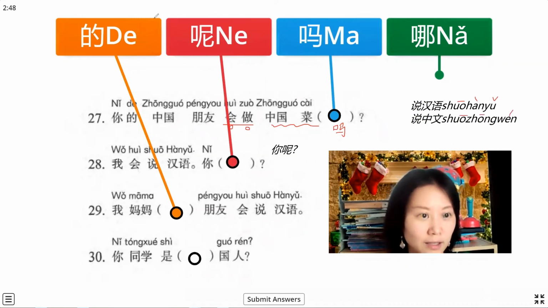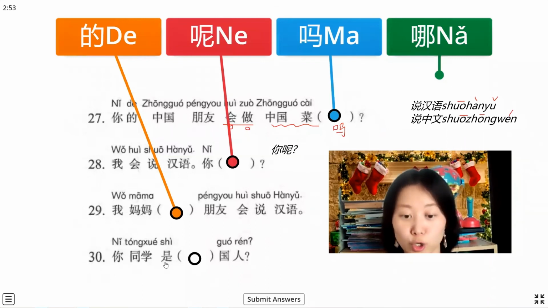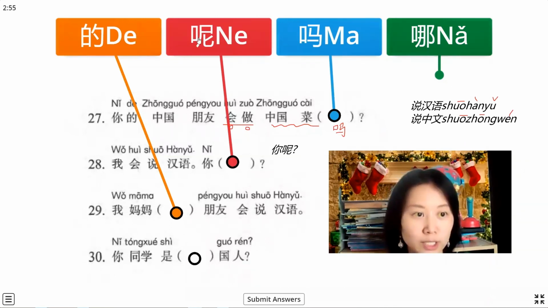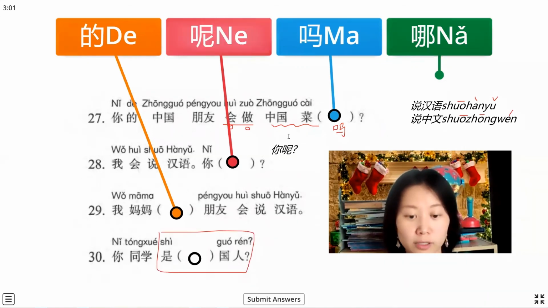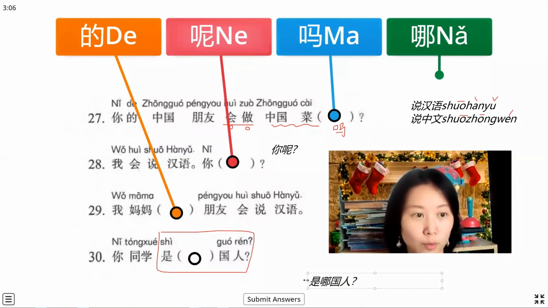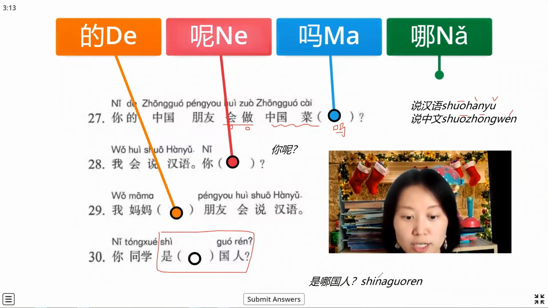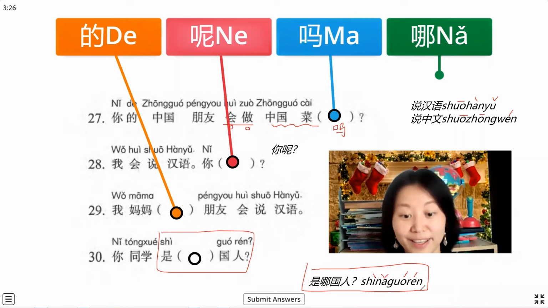Okay, and the last one. 你同学是哪国人. Okay, we just notice this keyword 是什么什么人. We have this keyword 是哪国人 to ask nationality. If we want to know Lucy's nationality, we just say Lucy 是哪国人, which becomes a question, right? And if we want to make a question easily, we need to remember this keyword 是哪国人.